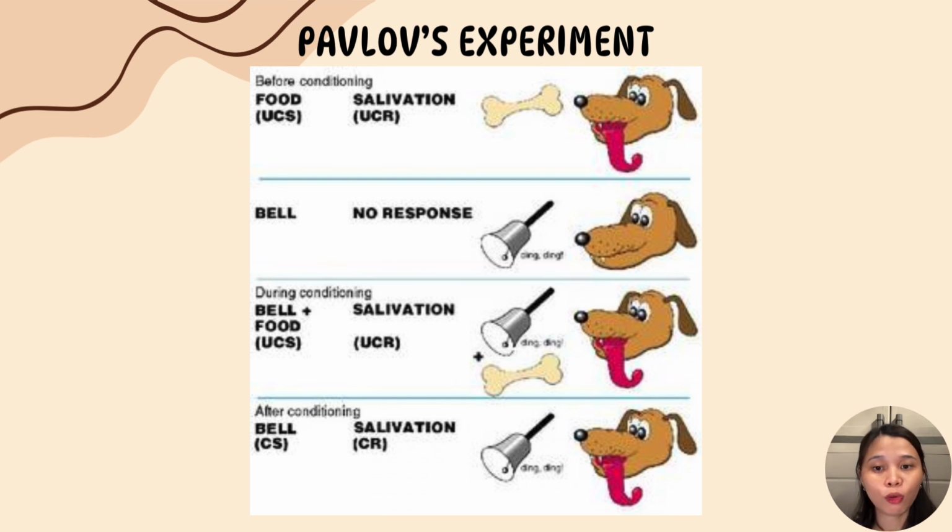To explain it more, before conditioning, the unconditioned stimulus or the US, which is the food, naturally triggers salivation in dogs, an automatic, unlearned response. Next is the unconditioned response or the UR, which is the salivation, the natural response to the food. Next is the neutral stimulus or the NS, which is the bell. The sound of a bell does not cause the dog to salivate, or it's neutral, as it has no connection to the food yet.